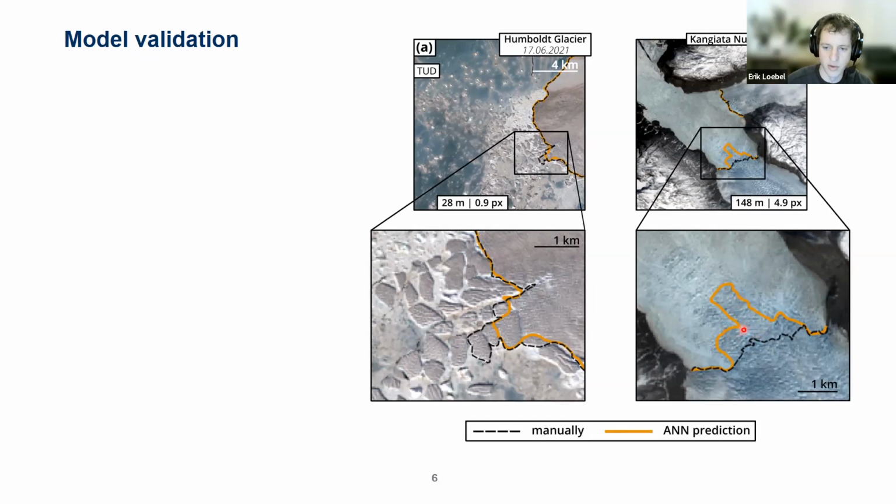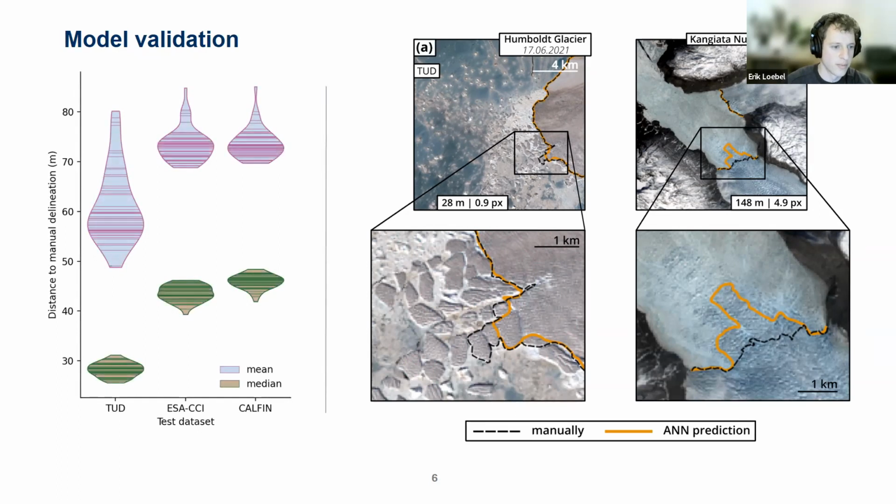Similar here on the right side, this is the Cairns Glacier, which has a seasonal ice tongue almost every year. And there we also have quite some subjectivity depending on the person who's delineating this. And of course, our model is always trained to delineate it the way that we force it with our training data.